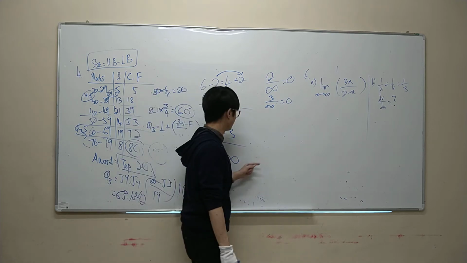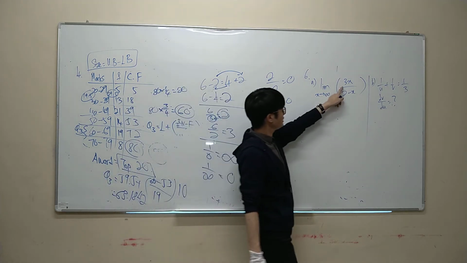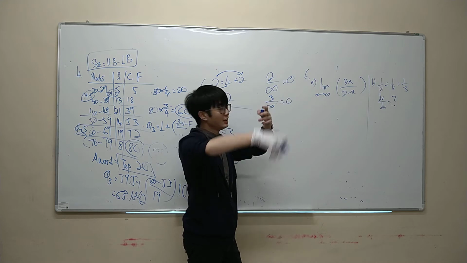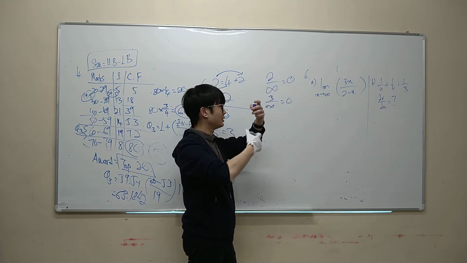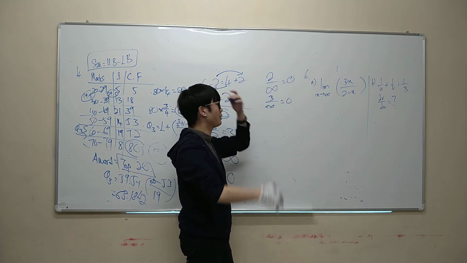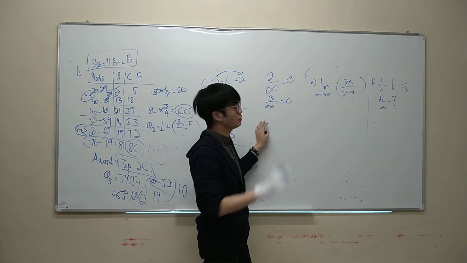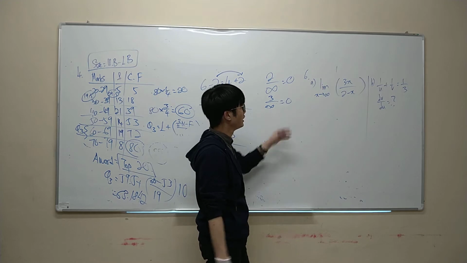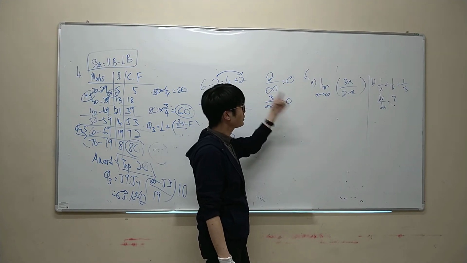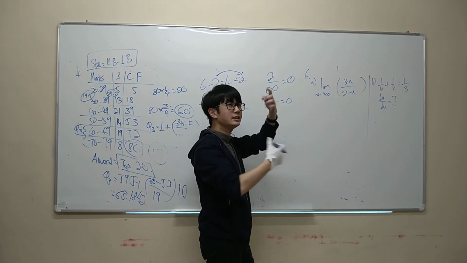So what you do is you want to try to make sure the x is at the denominator, at the bottom. Why? Because you can divide by infinity. But you cannot times with infinity, you cannot plus, you cannot minus with infinity. But you can divide by infinity. So how do you make the x be at the bottom?